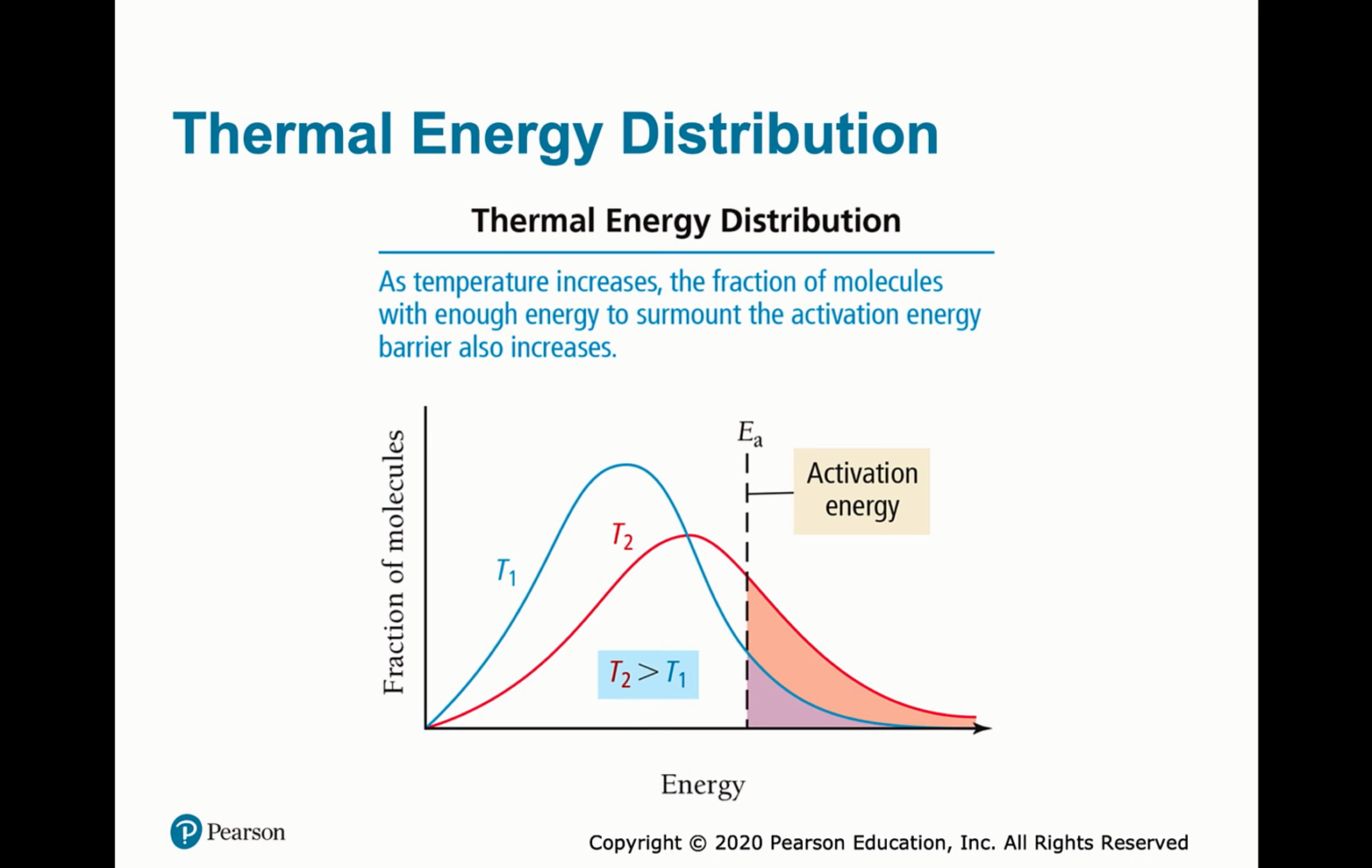And hopefully you've seen this before, thermal energy distribution. You look at the y-axis is the number of molecules, and the x-axis is energy. In this case, kinetic energy, well, in terms of translational kinetic energy. And if there's an activation energy, generally speaking, at a higher temperature, there's going to be a higher fraction that reach that activation energy than at a lower temperature.